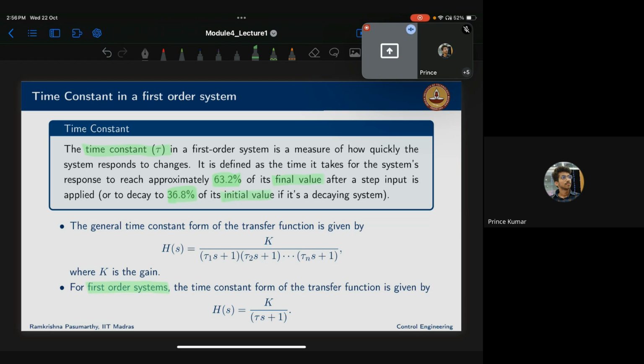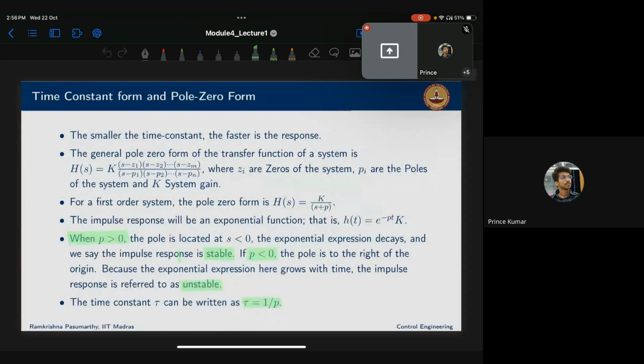Okay, that is how we will define the time constant. In general, let us say we are defining the transfer function this way with different time constants. For a first order system, we will consider only the first term. For a second order system, we will consider the second term as well. So that is the time constant.